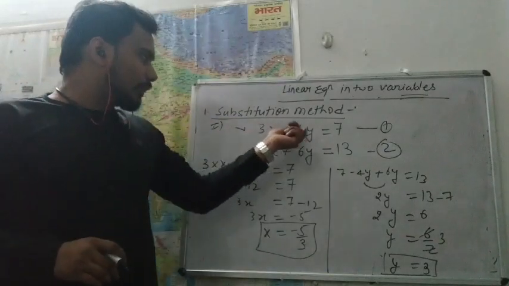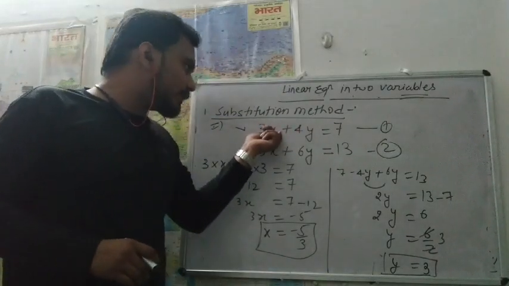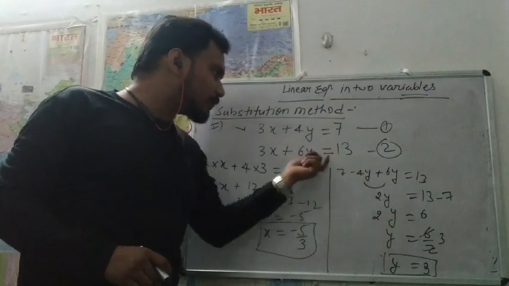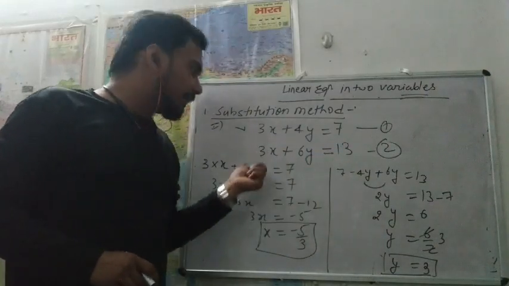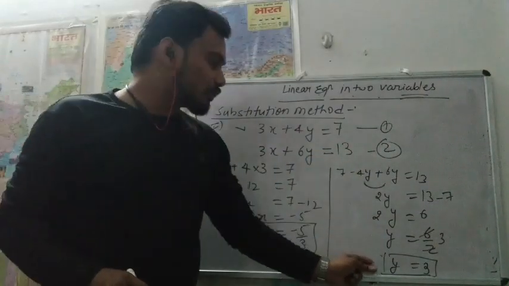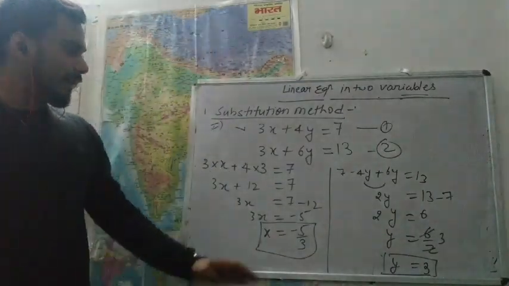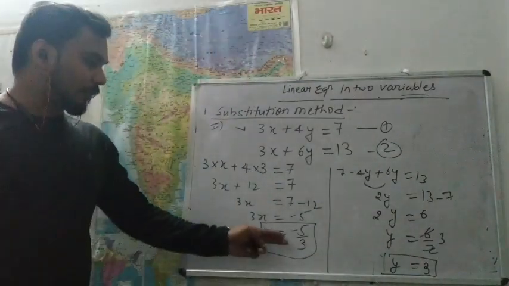So in the substitution method, we have seen that we find the value of x in terms of y, and that value of x is substituted in the other equation in place of x, and the rest is solving to get y is equal to 3 and x is equal to minus 5 upon 3.